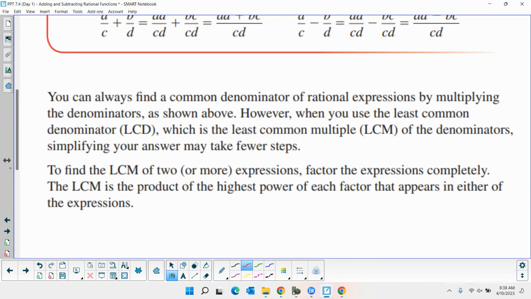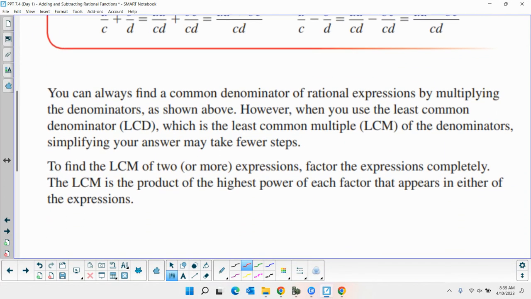All right? You can always find a common denominator by multiplying the denominators if you want. Okay? But factor first. It's much easier. Okay? But basically what we're doing is finding the least common multiple. Okay? All right? So I want to show you how to do this.